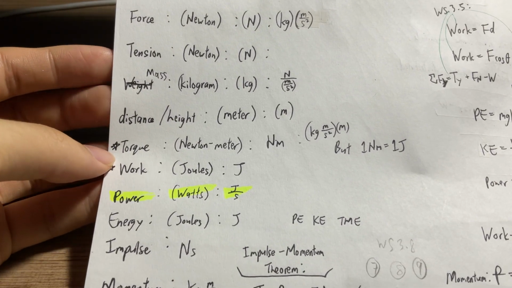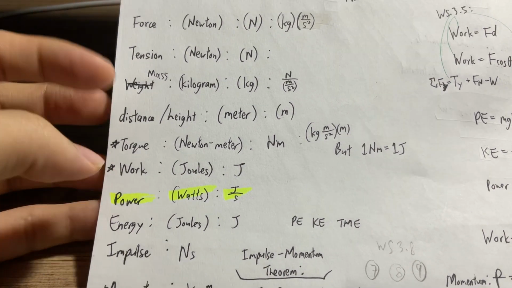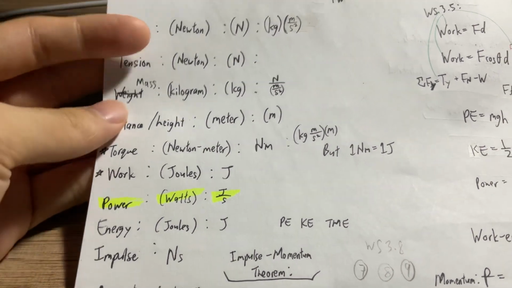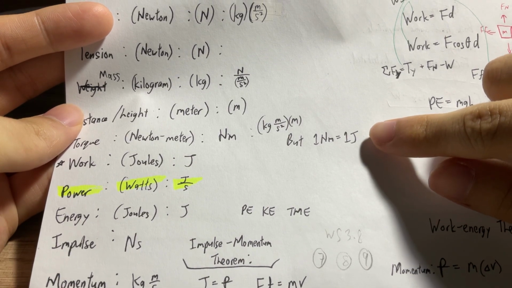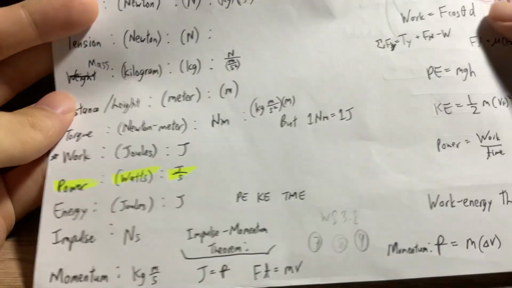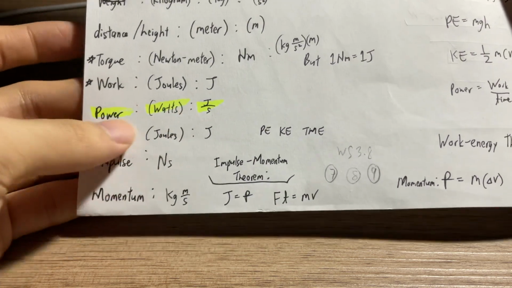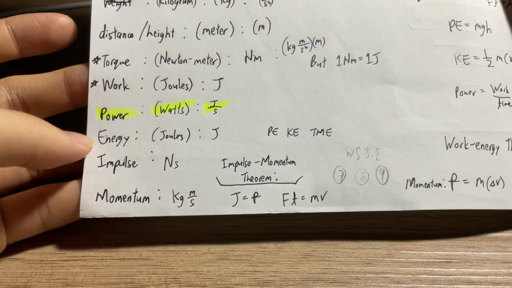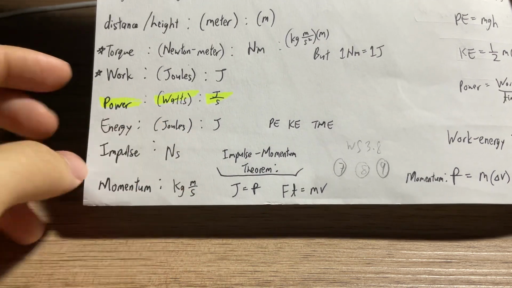Torque is in Newton meters. I've also stated this in the previous videos. For work, it's joules, although essentially joules and Newton meters are the same. As I said here, one Newton meter is equal to 1 joule. And the Newton meter is also written as this. Power is in watts, which is basically joules per second. Energy is also in joules, the same as work. Potential, kinetic energy, total mechanical energy, they all have the unit joules.